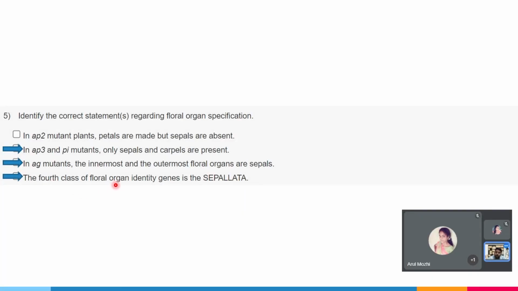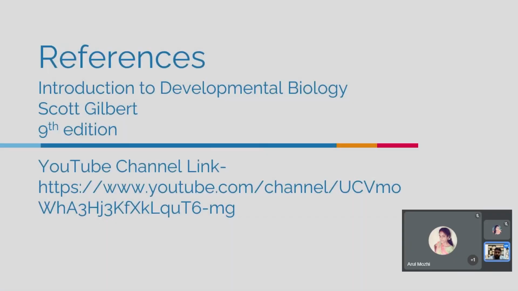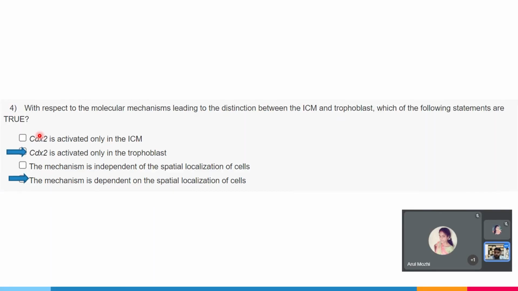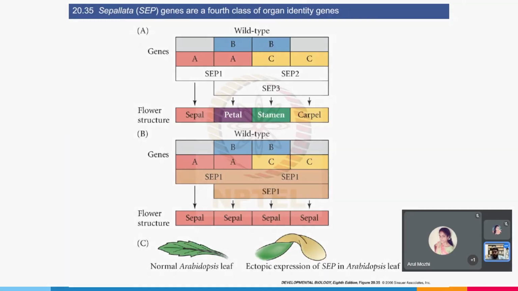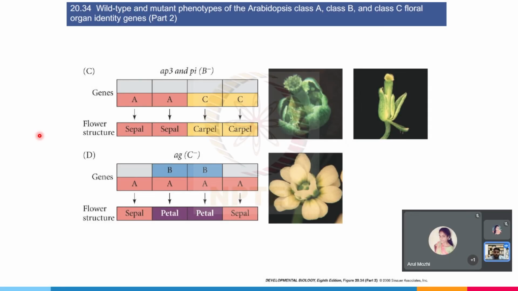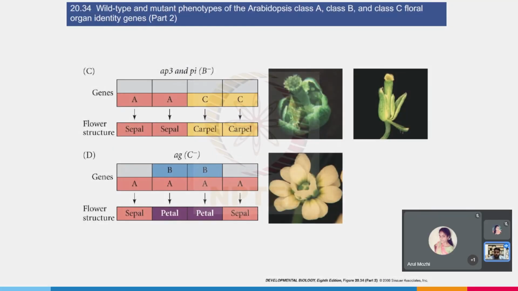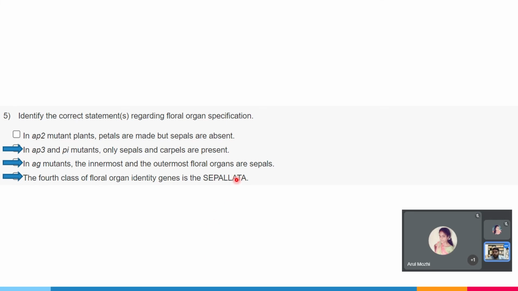And the fourth class of floral organ identity genes is SEPALLATA. And in case of AP2 mutants, petals are made but sepals are absent. Sepals are absent is the option, but the actual one is that carpels and stamens are only formed. So that one is not correct. So the only ones that are true are 2, 3, and 4. So does anyone want to add anything to this?